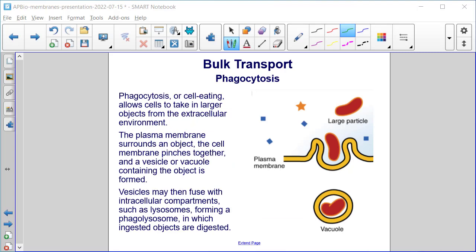Phagocytosis, or cell eating, allows cells to take in larger objects from the extracellular environment. The plasma membrane surrounds an object, as you can see here. The cell membrane pinches together and a vesicle or vacuole containing the object is formed. Vesicles may then fuse with intracellular compartments, such as lysosomes, forming a phagolysosome in which ingested objects are digested.